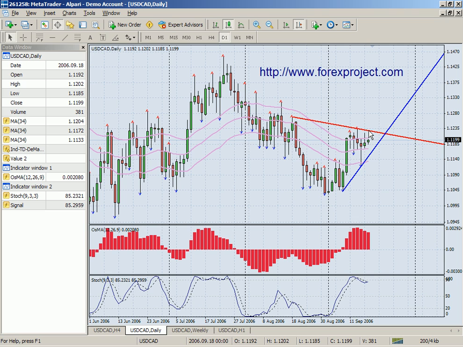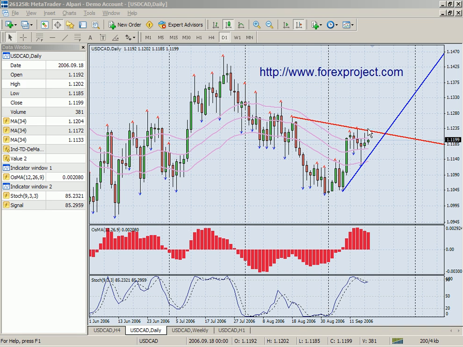So we're going to look for a 1 pip break above that, and we're not going to wait for the candle to close. Since we have the MACD as our confirming indicator, we're going to use that. Since it is above zero and it is positive momentum upward, we're going to look for a break above 1.1227. So we would go long at 1.1228. So we have our entry price here.